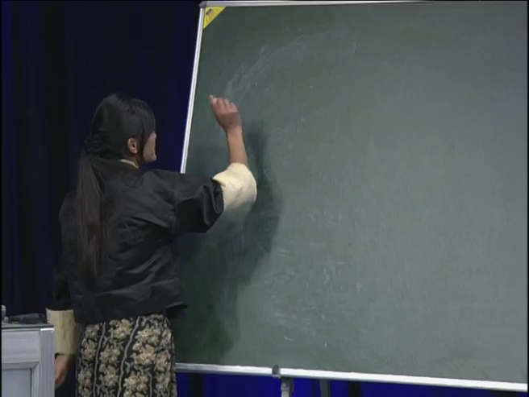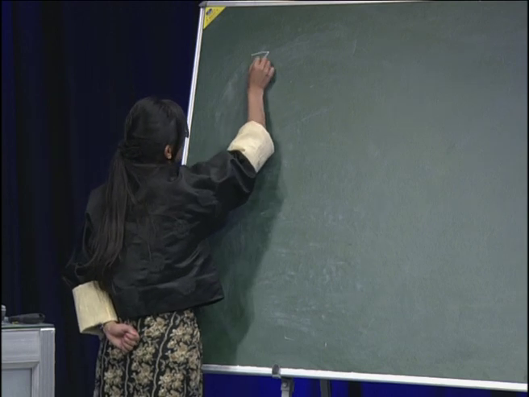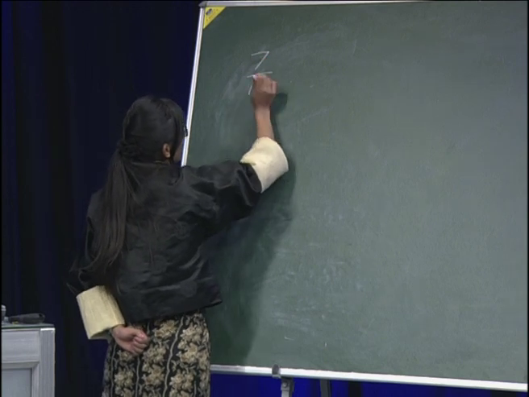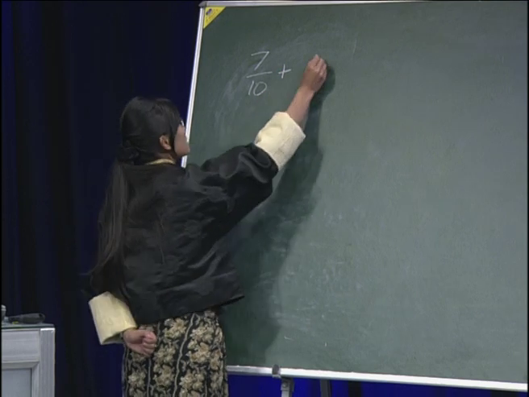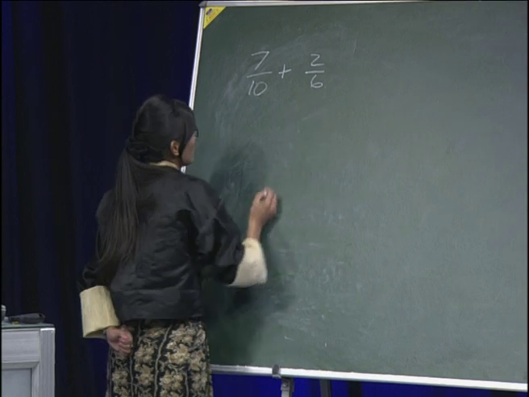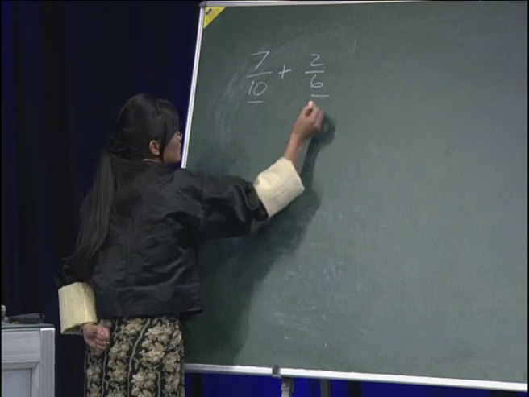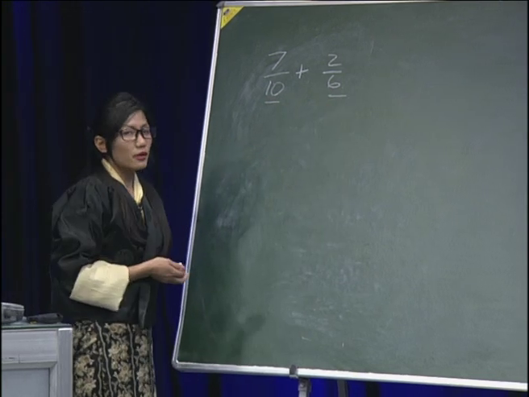For instance, let's take this example. We have 7/10. First, let's add 7/10 plus 2/6. Look at the two denominators. They are different, right? They are not equal.